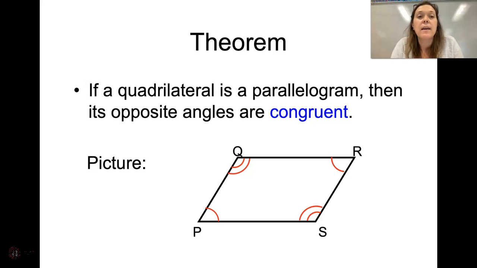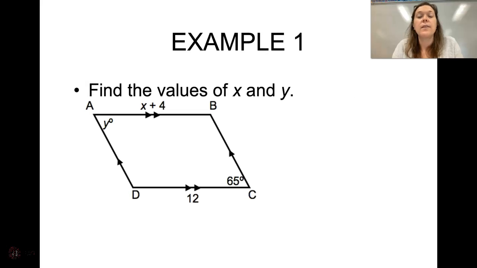Another theorem tells us that if a quadrilateral is a parallelogram, then its opposite angles are congruent. So angle P is congruent to angle R. Remember, that's what those single arcs mean. And angle Q would be congruent to angle S because they are opposite of each other. They would be congruent. So let's go ahead and utilize these two theorems in practice.